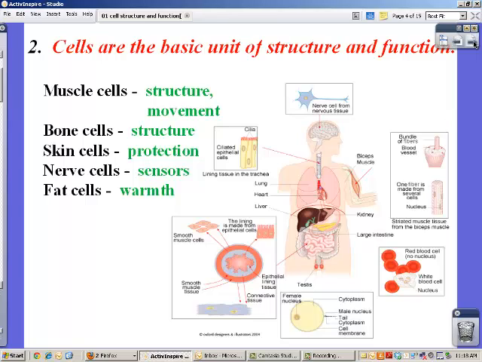They help with warmth. They insulate our organs in order for us to generate enough heat to keep an internal body temperature. It's very important that we have some fat in our body, otherwise we would die.